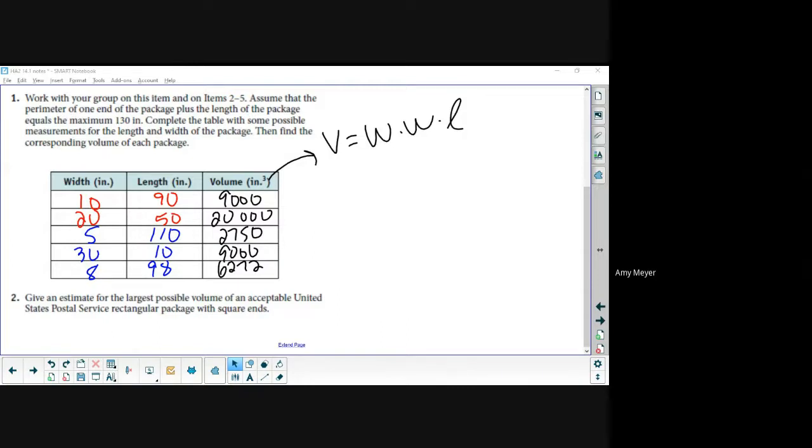The next questions are on the next page. I'm going to leave my slide on this page so that I can view what I have so far, but you can flip to the next page. Number 3. 3A, use the package described in item 1. Write an expression for length, L, of the package in terms of W, the width of this package with the square ends. What are we doing? Writing an expression for L in terms of W.